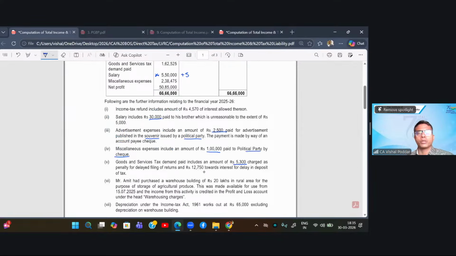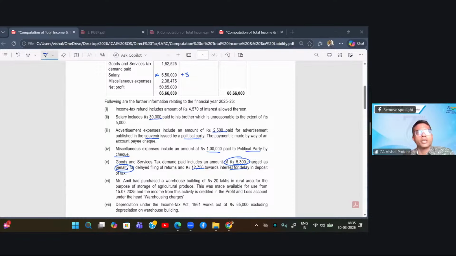GST includes 5,300 charges as penalty and 1,270 towards interest. Now see, whenever there is a penalty, you have to be careful with one point, that whether the penalty is for contravention of law, where you had an intention to evade tax, or it was a general penalty. If it is a general penalty where there is no intention to evade tax, it will be allowed. However, if it is with a fraudulent intention or if it is for any act which is forbidden by law, it will be disallowed.